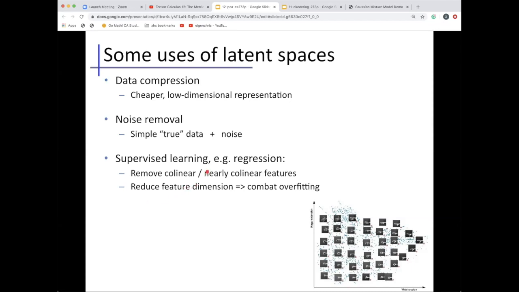So if you do a dimension reduction, it gives you an opportunity to remove those collinear features. And in general, when you reduce the feature dimensions, the number of inputs is smaller, so you will have less possibility of overfitting your models. That's another motivation for performing this type of dimension reduction even before the supervised learning problem.